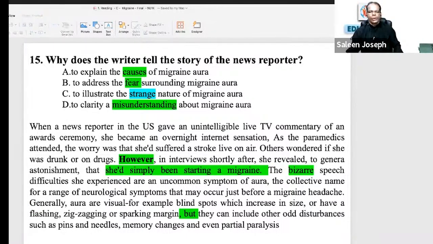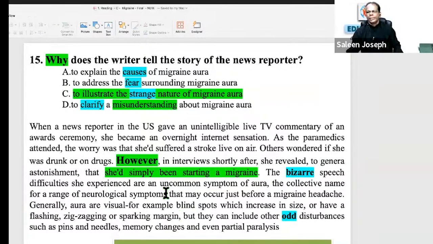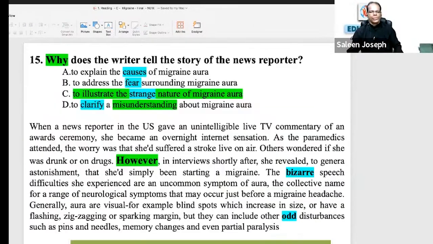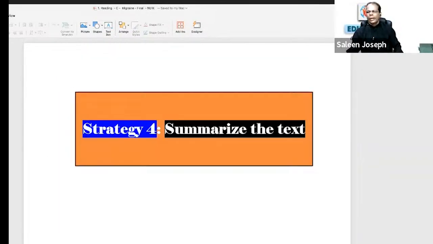We saw the contrast word here, however. And after the next contrast word, you have another word, odd disturbances. Odd again means strange, right? Let's look for synonyms. Synonyms are strange, option C. Here is strange. Then bizarre, odd. The text gives bizarre and odd for strange. We will understand this whole text by summarizing the text.